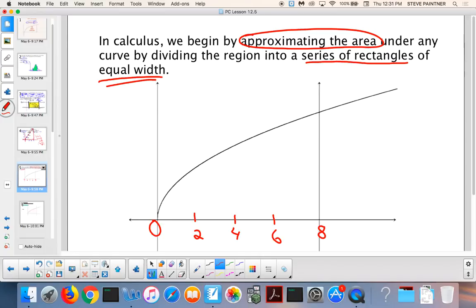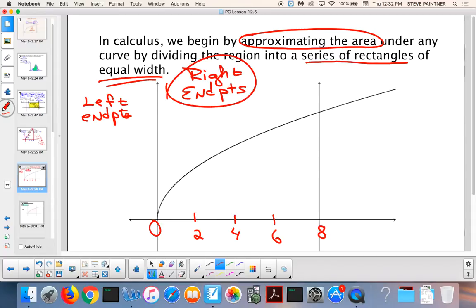Now you need to make a series of rectangles. With these numbers, you can either do left endpoints or you can do right endpoints. They're going to tell you on your assignment today what to do. So let's do right. What does a right endpoint mean?